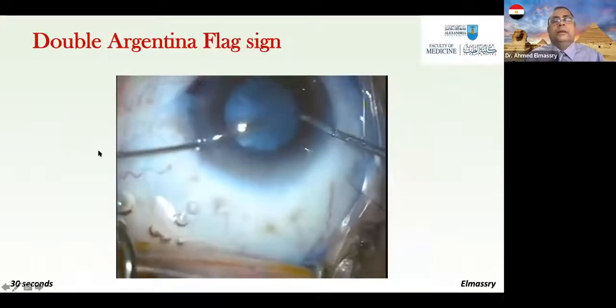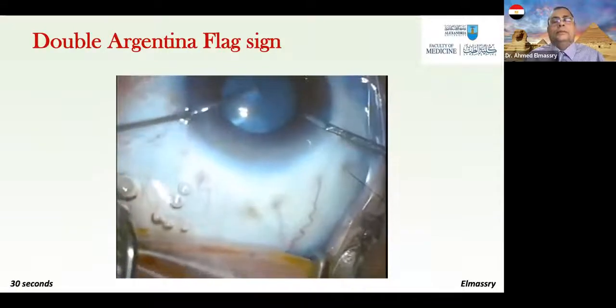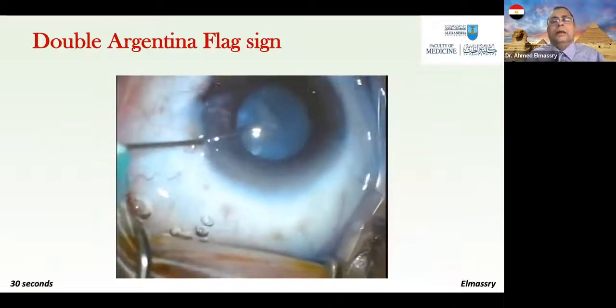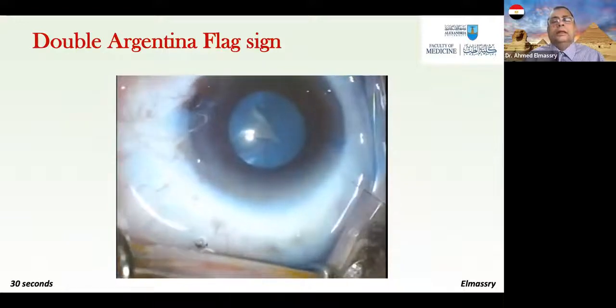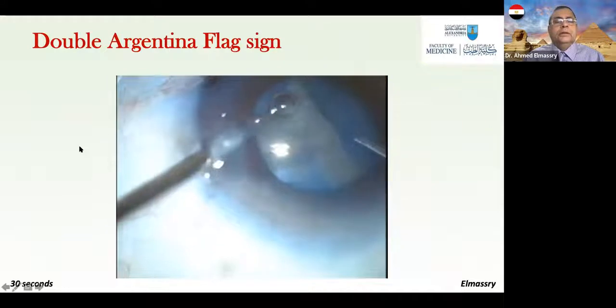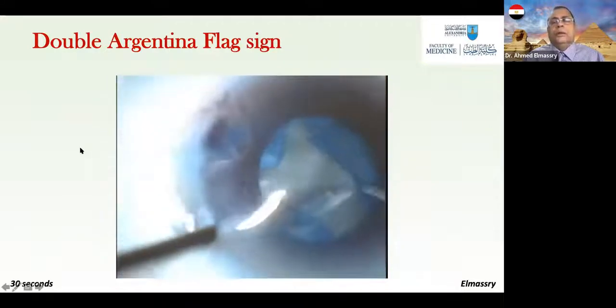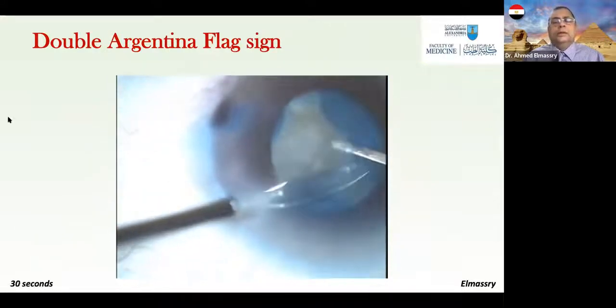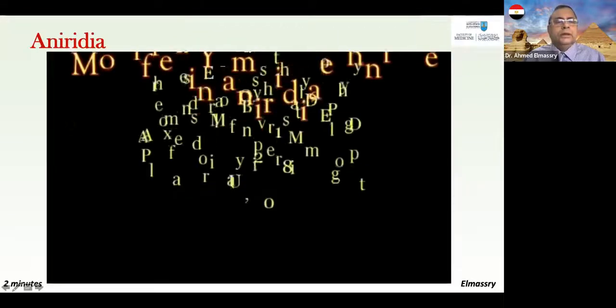The Argentina flag syndrome is known to all of us, but sometimes even a double Argentina flag may occur with two incisions, and even when you are out, under the pressure, more and more Argentina flag syndrome. So be careful that you have to cut your rexis with the scissors, and be careful during the phacoemulsification.